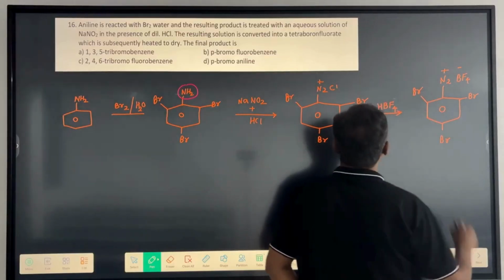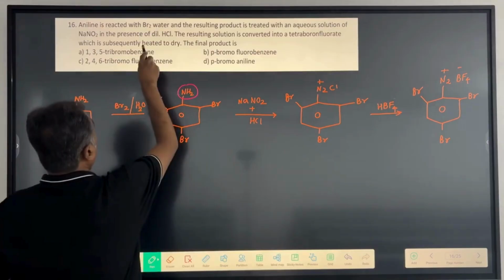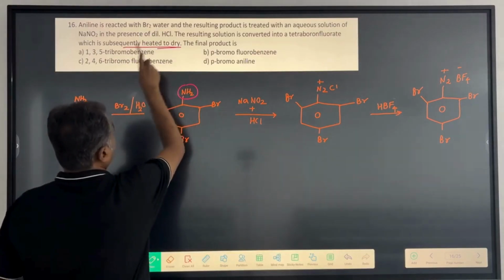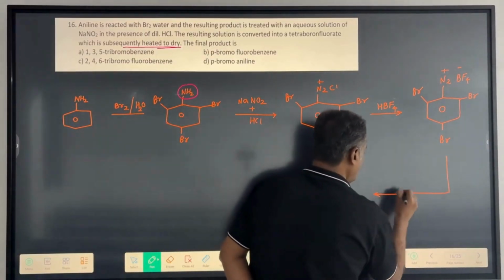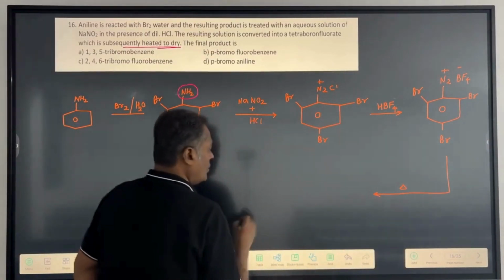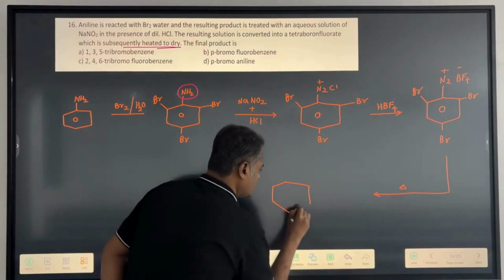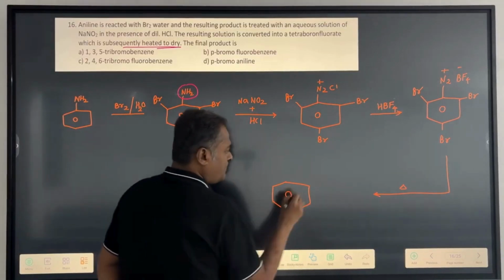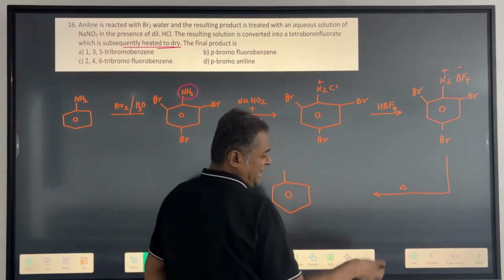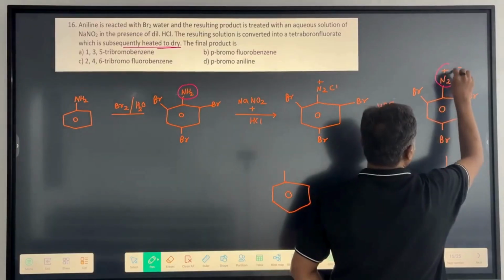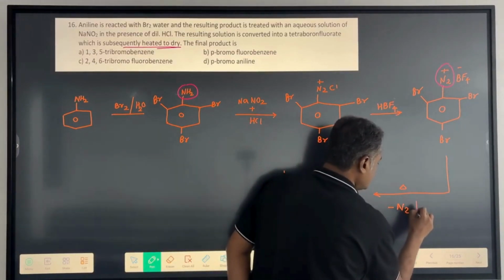bromo. So now the last step is to heat this compound. Now when you start heating this compound, what will happen? First of all, the product obtained would be of this type, where this is a benzene. You will have your N2 gas get lost. So first thing, N2 gas is lost.